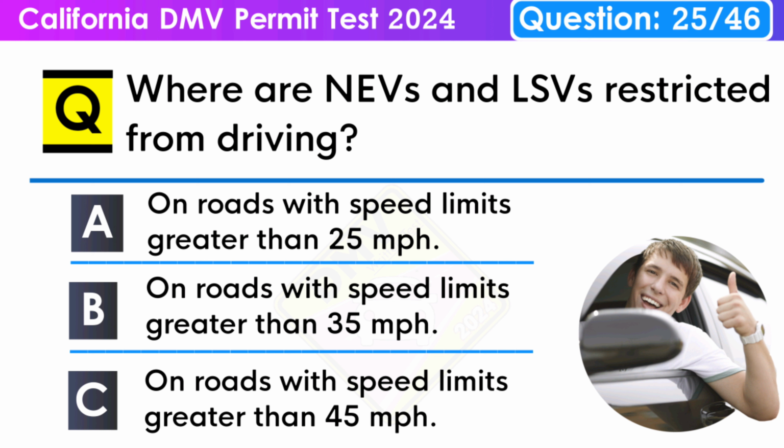Question 25. Where are NEVs and LSVs restricted from driving? A. On roads with speed limits greater than 25 miles per hour. B. On roads with speed limits greater than 35 miles per hour. C. On roads with speed limits greater than 45 miles per hour. Correct answer: B. On roads with speed limits greater than 35 miles per hour. NEVs and LSVs are restricted from roads where the speed limit is greater than 35 miles per hour because their maximum speed is only 25 miles per hour, making them unsafe for faster roads.